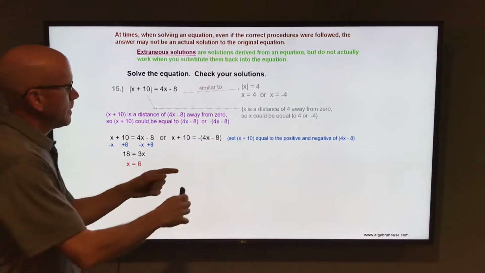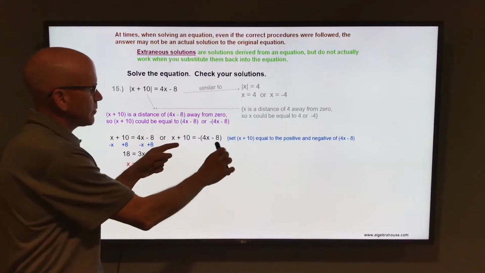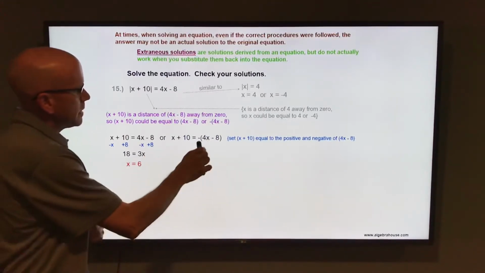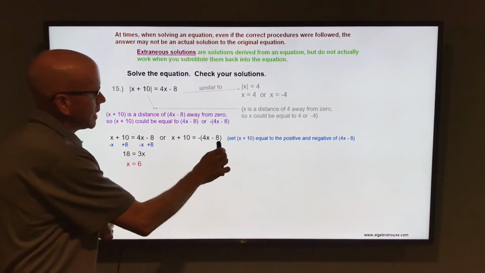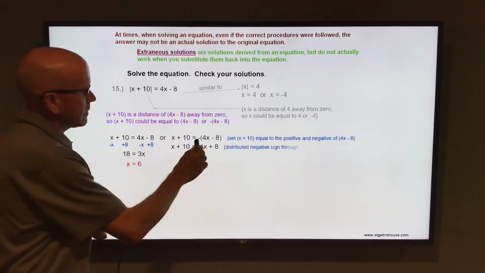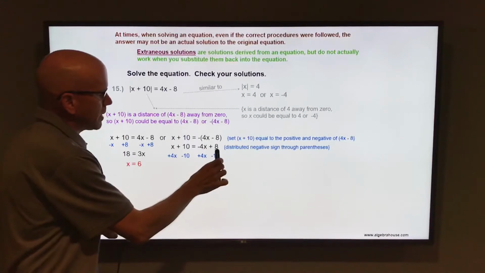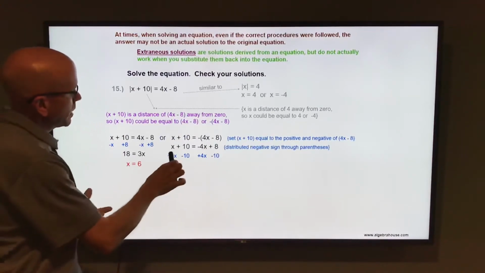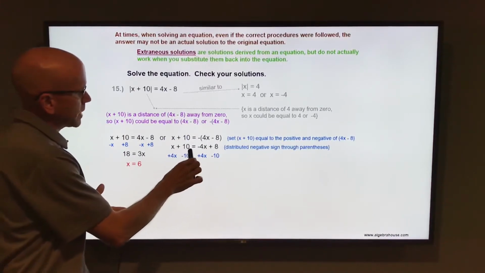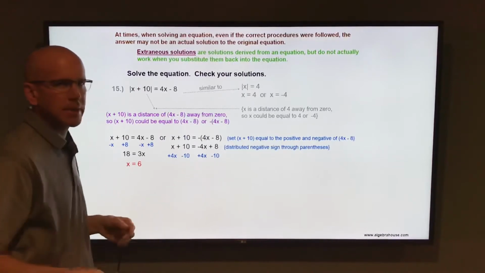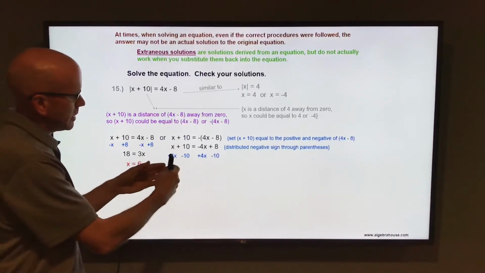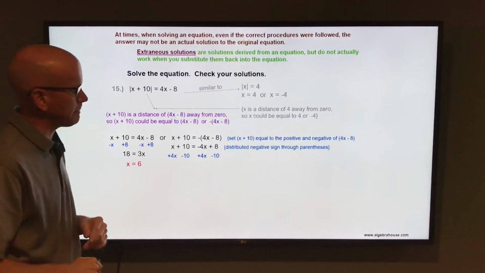On the second equation, x plus 10 equals the negative of 4x minus 8. I'm going to distribute that negative sign through that set of parentheses. So take the negative of 4x, it's negative 4x, and the negative of a negative 8 is positive 8. You could do any of four things. You could subtract x, subtract 10, add 4x, or subtract 8. For this, obviously, I'm going to add 4x and subtract 10.